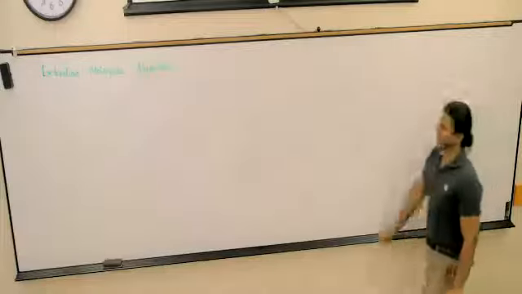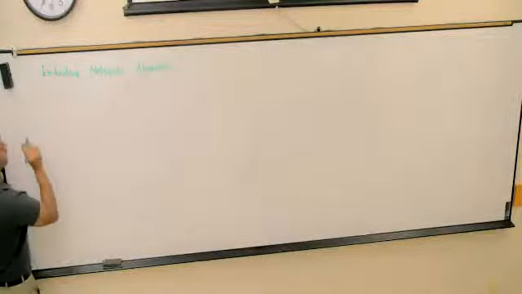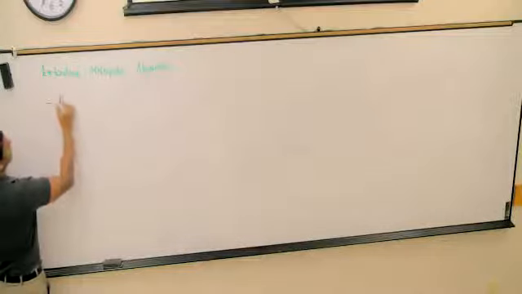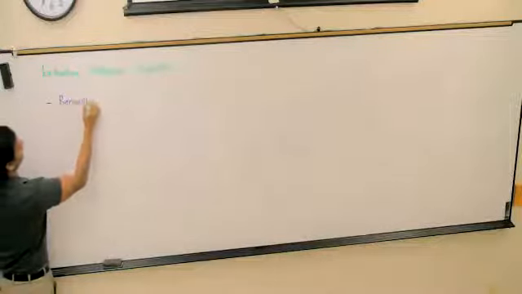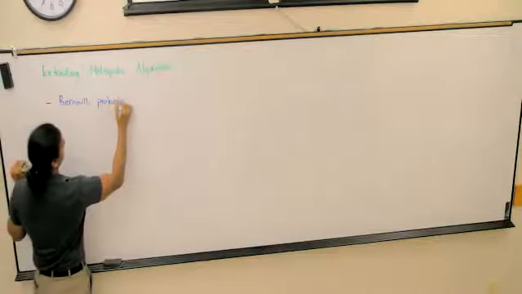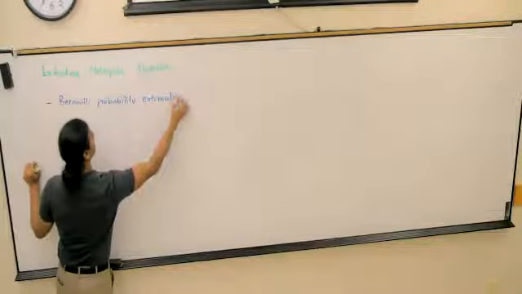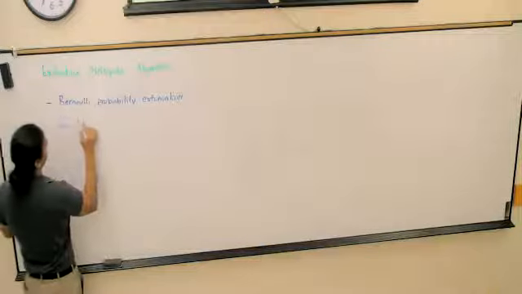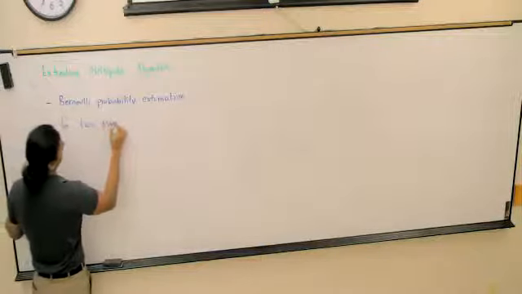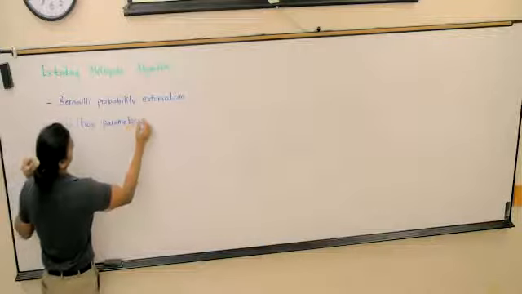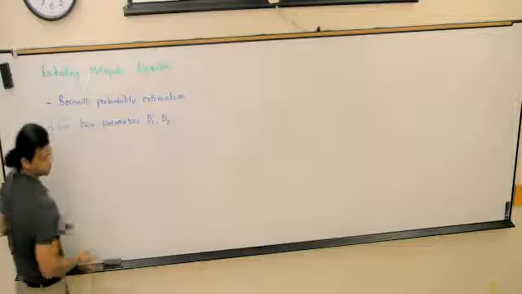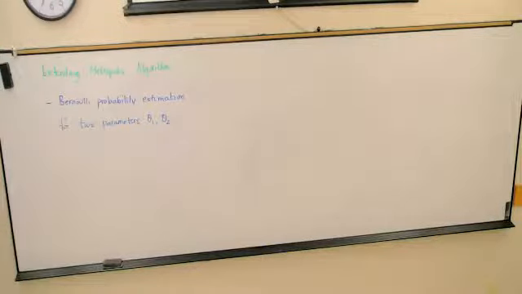So we are going to extend the Metropolis algorithm to 2 dimensions. Of course, we can do 3, but 2 is good enough. The case that we are going to use is Bernoulli probability estimation for 2 parameters, theta 1, theta 2, or we can call them P1, P2.